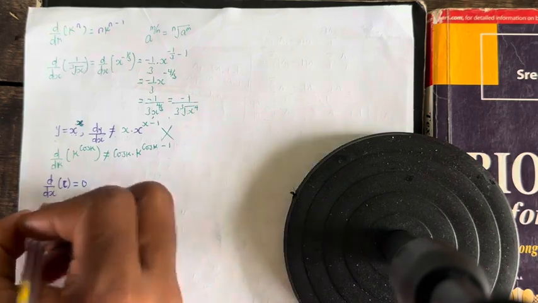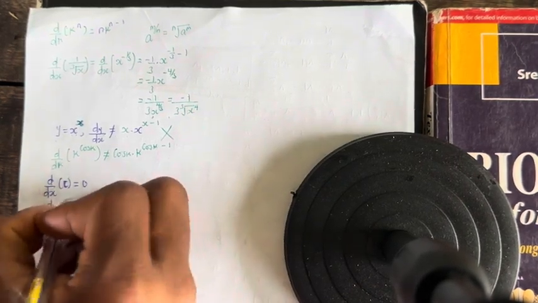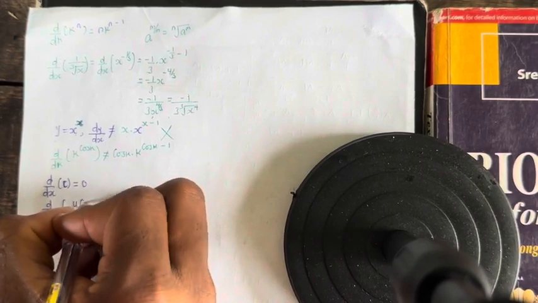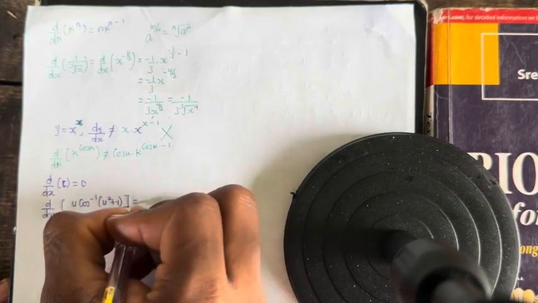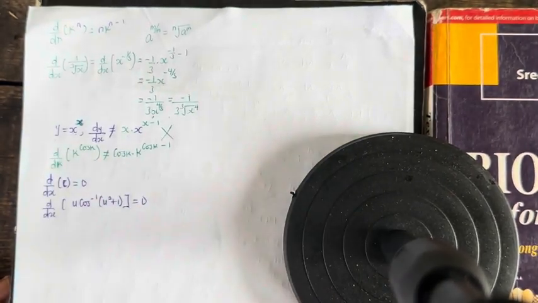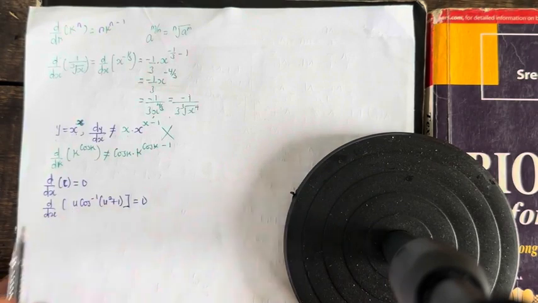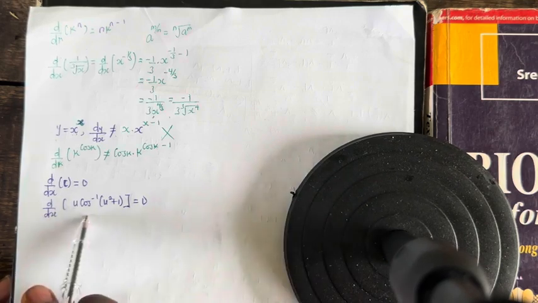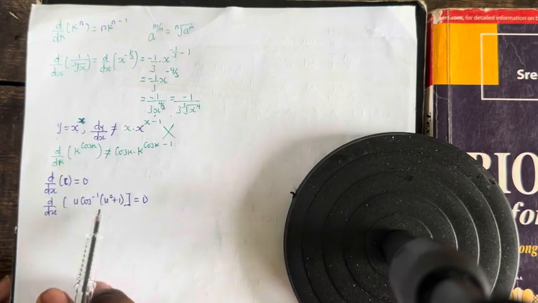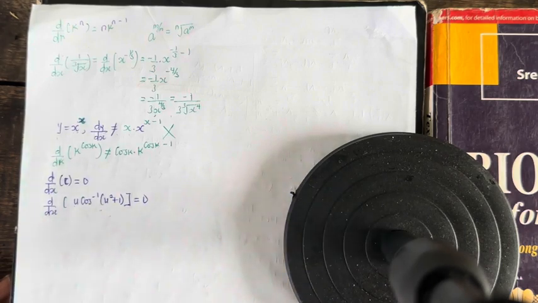Now let me give you an example. The derivative with respect to x of u cos inverse of u squared plus 1 will actually be 0. Suppose u is not a function of x. If u is not a function of x, that means u is a constant. Cos inverse of u squared plus 1 is a constant, and the product of these two is also a constant. So it is not something that is far-fetched. The derivative of a constant will always be 0.